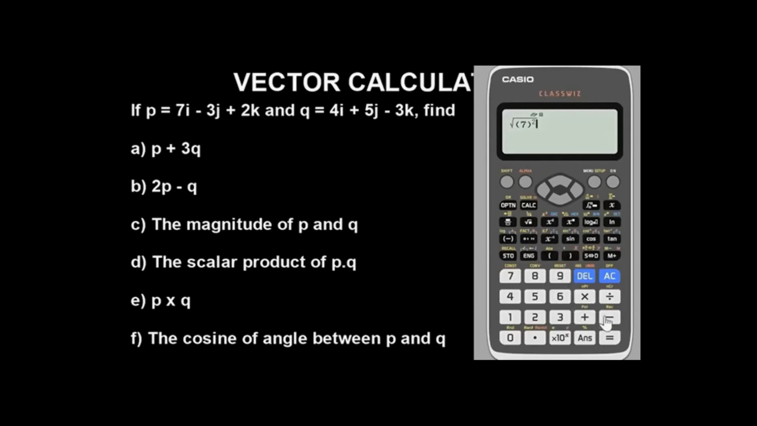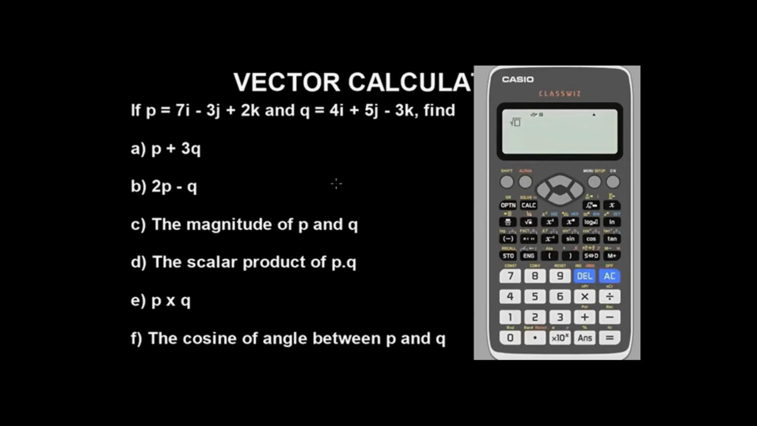square, okay, plus, alright guys, as simple as that. We have minus 3 square, okay, plus, in bracket we have 2 in bracket square. So that's it, guys. Press equal to now and see what we're going to have as the answer. Change this to decimal, press SD. So this is the magnitude of vector P. For Q, it's as simple as that, guys.